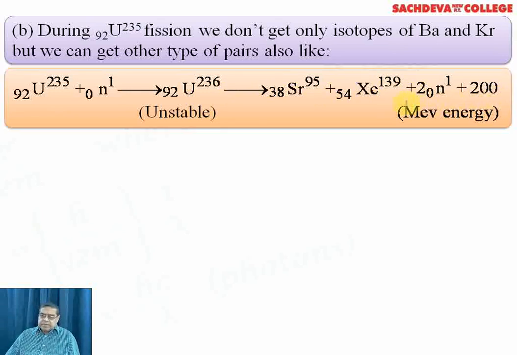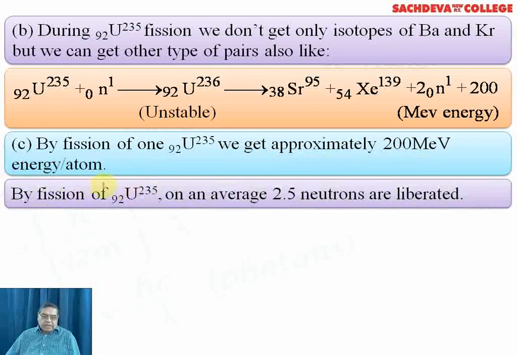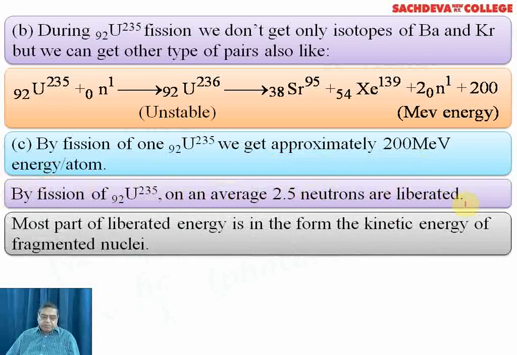Well, you will remember that xenon is an inert gas: helium, neon, argon, krypton, xenon. And strontium is also one of the fragments. We find that 2 neutrons are generated in this process, and by fission of uranium-235, we get approximately 200 MeV of energy per atom. By fission of uranium-235, on an average 2.5 neutrons are liberated. This is the average number of neutrons generated during fission.